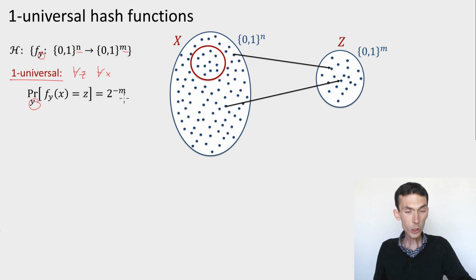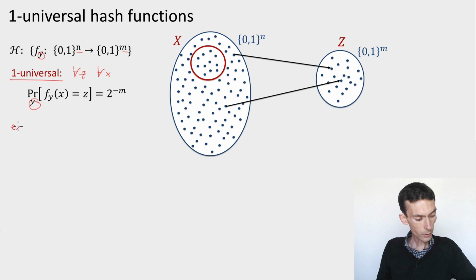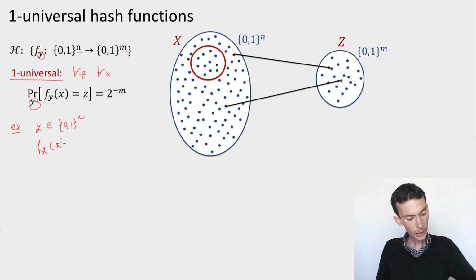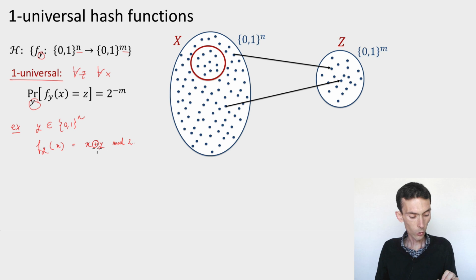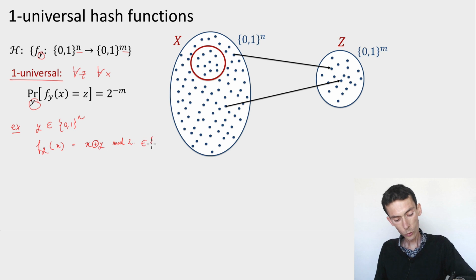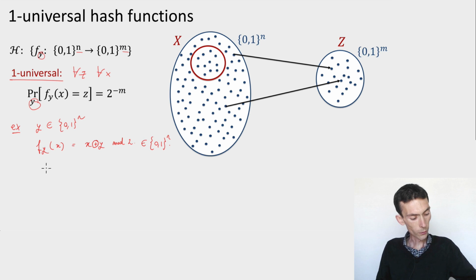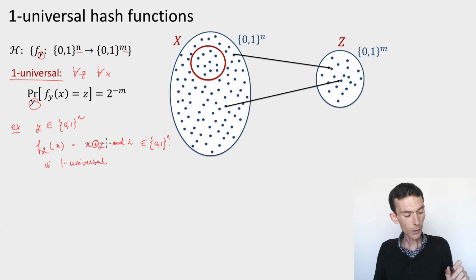Let's find ways that we can achieve it. Here's an example. For instance, we could take y to be also an n-bit string, and then I could take f_y of x to be simply the bit-by-bit parity of x and y. So I'll just take x plus y mod 2. Maybe I should write it as the XOR. So this is bit by bit XOR, right? And in this case, I'll also get an n-bit output. So this is one universal, because even if I fix x, then if I choose a random y, the value of the function on x will be uniformly distributed, because I take the parity with a uniformly random string.